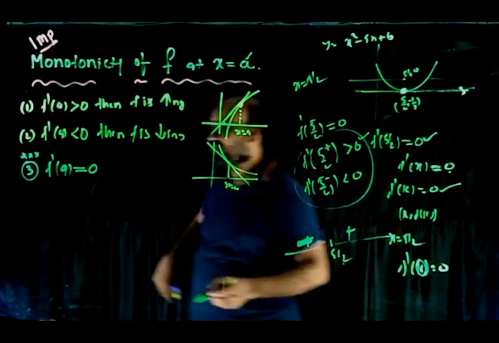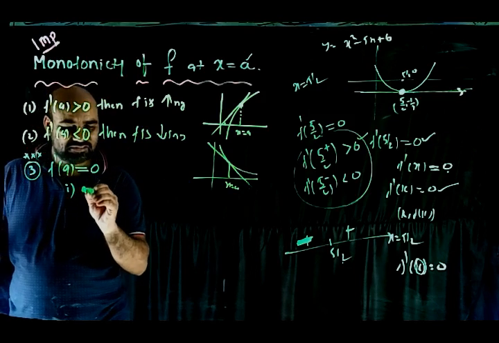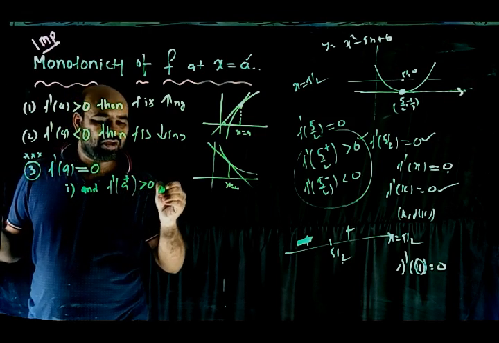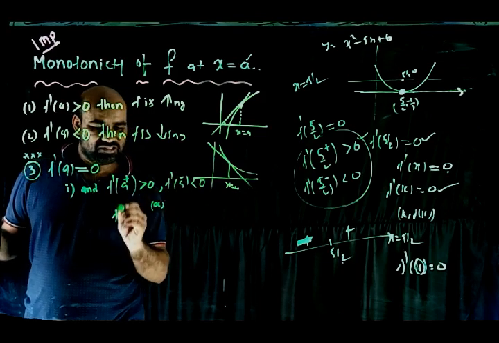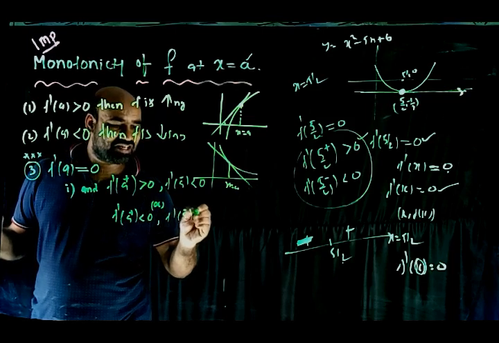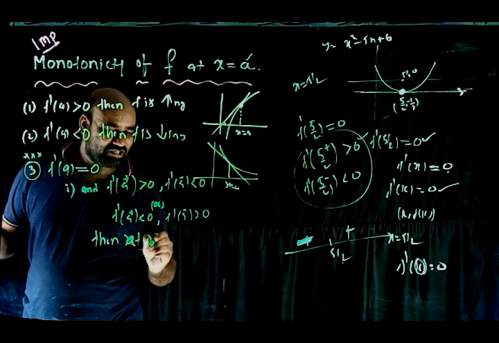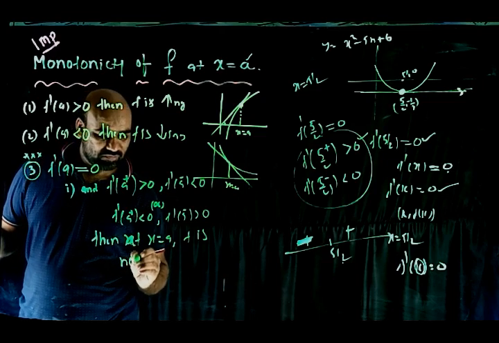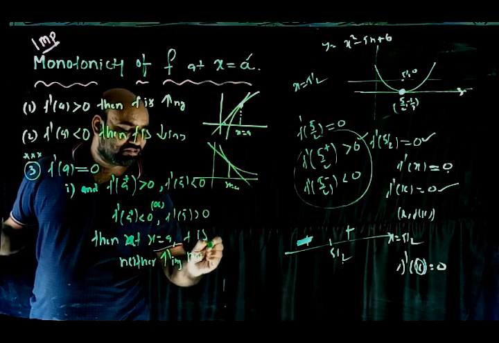Means at x, f dash of a equal to 0, and f dash of a plus greater than 0, f dash of a minus less than 0, or the reverse, f dash of a plus less than 0, f dash of a minus greater than 0, then at x equal to a, f is neither increasing nor decreasing.